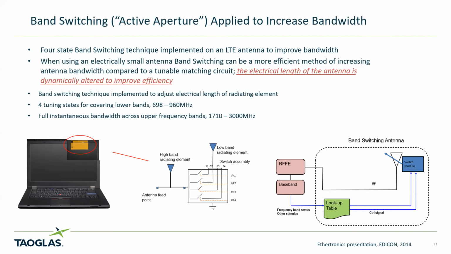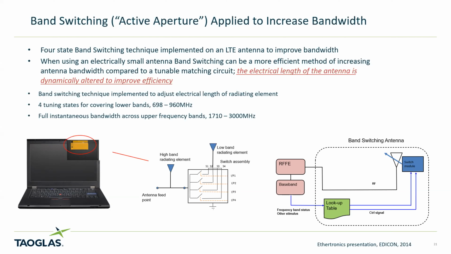This is a band switching or active aperture technique, and again, there was not enough volume for a well-sized antenna to cover 700 and 800 megahertz. Those lower LTE bands, back in 2012, 2013, a typical requirement was that we need to cover 698 to 960 and then 1710 to 2700 megahertz. Obviously, because we wanted to minimize bezels of laptops, there was not enough volume, typically height off of the screen, which acted as the ground plane.